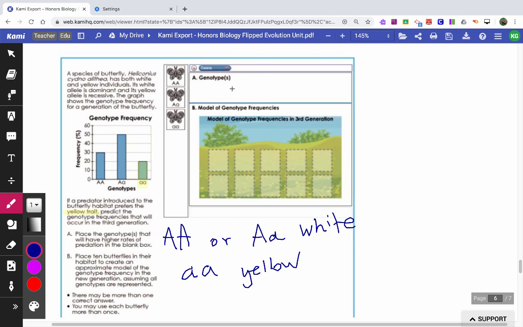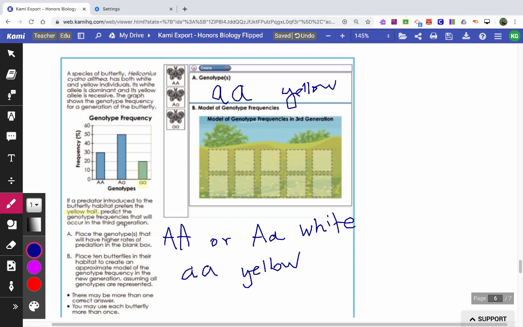And so in this box, it wants us to put the genotype or genotypes, and it's only going to be one genotype. So little a is going to be the genotype that is going to be equal to the phenotype yellow. It doesn't ask me for the yellow part there, but I'm just going to add that. All right, so we have that part done. Usually that'd be a drag and drop. You would just drag that into there.